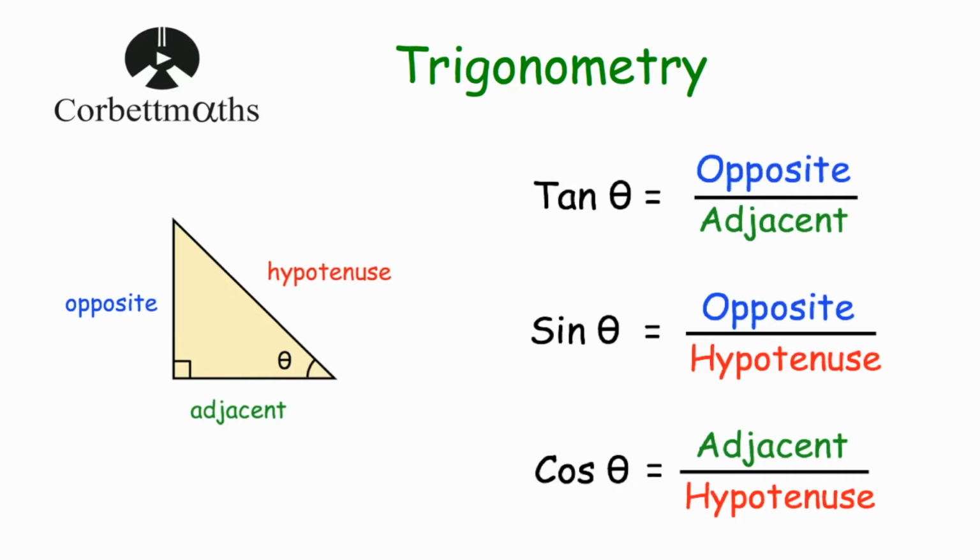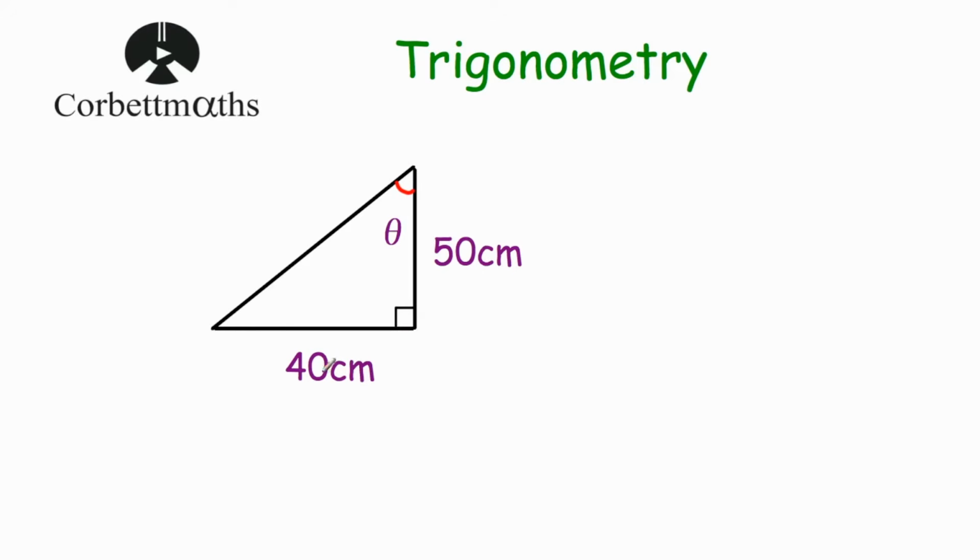So let's have a look at our first example. We've got a right angle triangle. The length of this side is 40 centimeters. The length of this side is 50 centimeters, and we want to find the size of this angle theta. So to find the size of this angle, we're going to be using trigonometry.